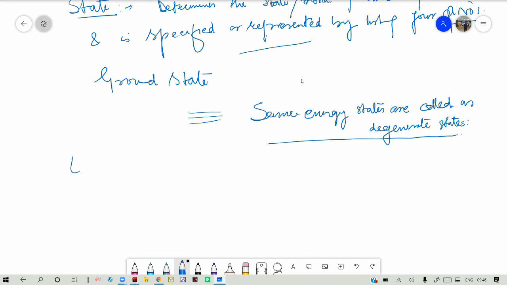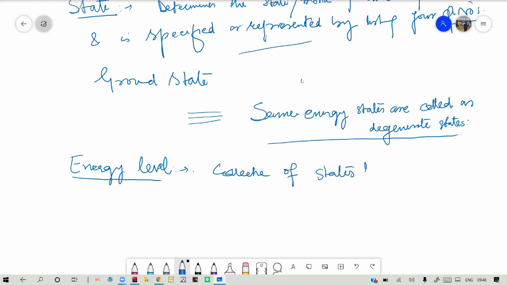Then another concept is energy level. An energy level is formed when different states having the same energies combine. That means an energy level is a collection of states having the same energy.